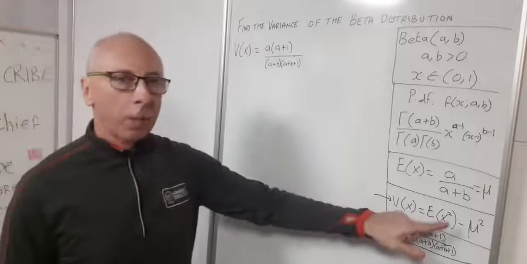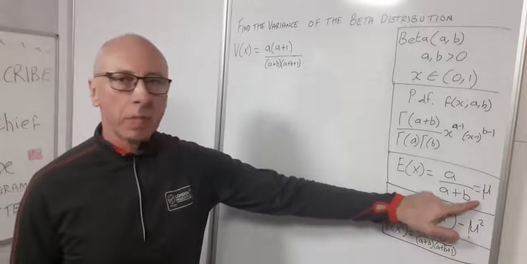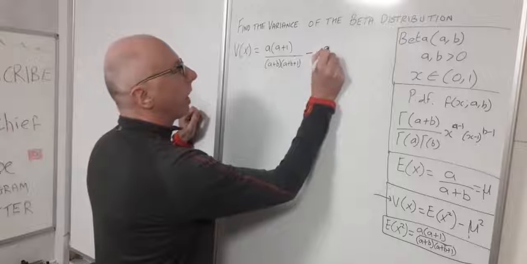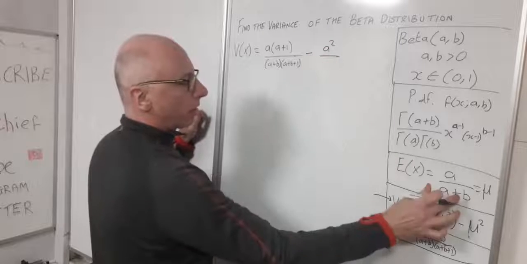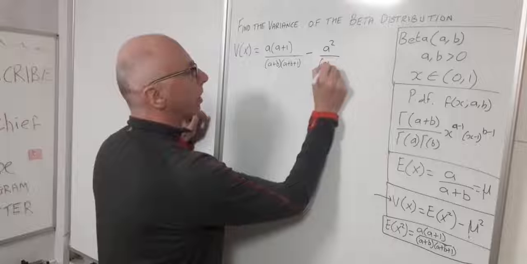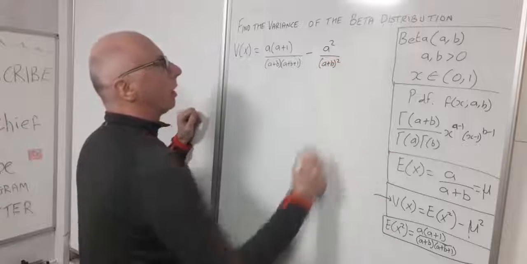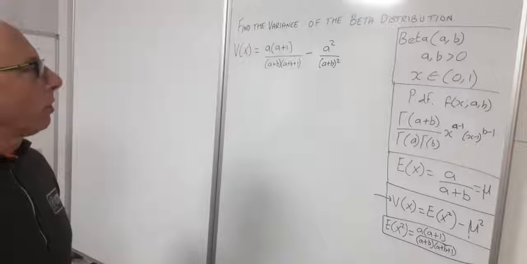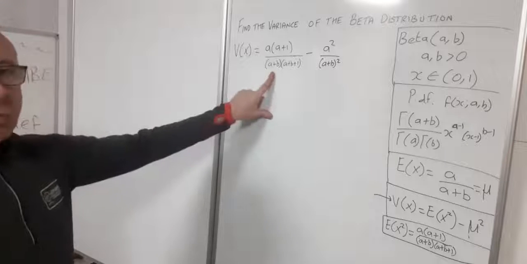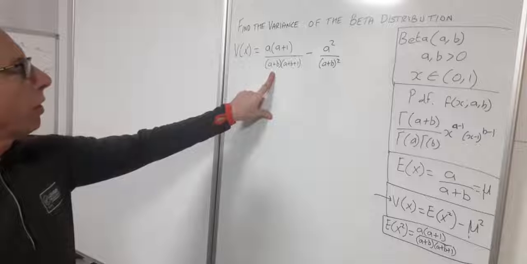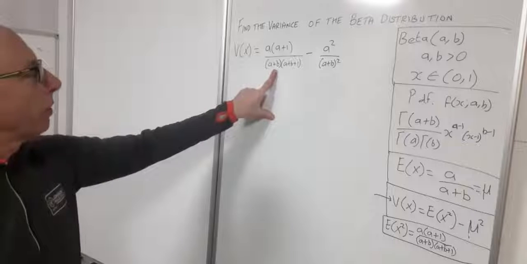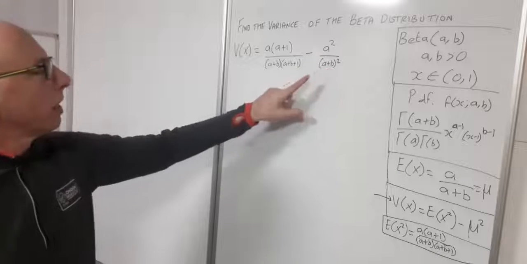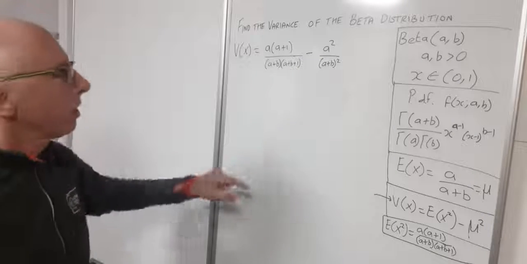And then we need to subtract our mean squared. So that's subtract a squared over a plus b squared. Okay, that's what we need to do there. So what can we do now? Well, we need to do the algebra on this to try and simplify it a little bit. We've got a plus b plus 1 and a plus b squared. So we need to get a common denominator first.